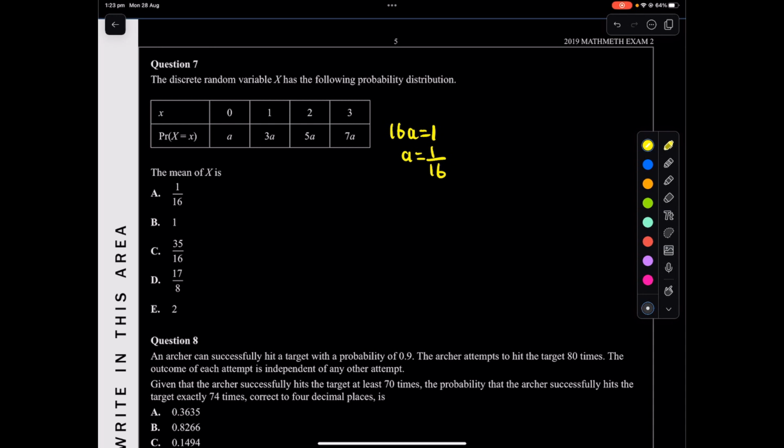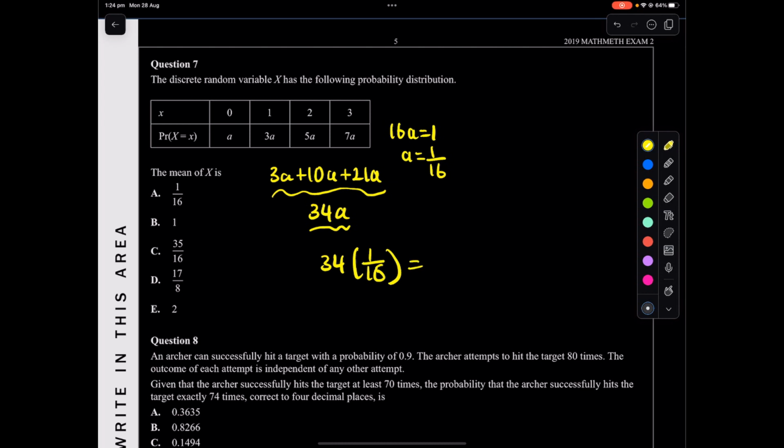And remember, how to find the mean is you multiply these by these, plus multiply this by this, plus multiply this by this, and so on. So in terms of this, it's going to be 3a plus 10a, 7, 14, 21, so 21a. Then completing this, 31 plus 3, 34a. So 34a is your mean. But we know our a value is 1 over 16. And if we halve it, it is 17 over 8. Looks like D is your answer for that one.